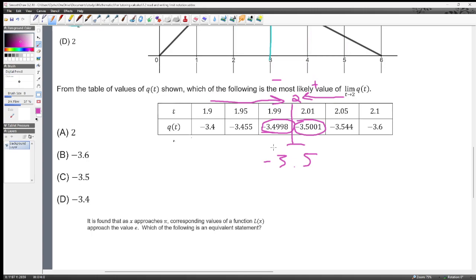This is an approximation, but yes, your answer would be C. The reason why your answer wouldn't be D is because, think about it, it's increasing here. So it will be 3.5. And here it's reasonable. Why? It's a possibility from approaching this side. So yes, but no.